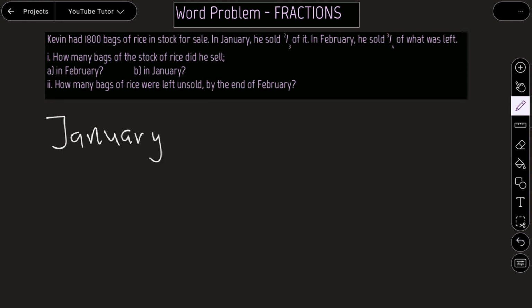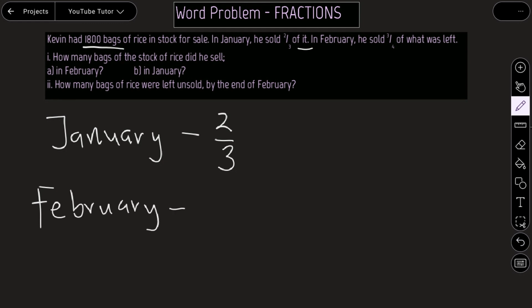January, 2 out of 3 of it. It means the 1800 bags. In February, he sold 3 out of 4 of what was left. So look at this statement very well. 3 out of 4 of what was left.